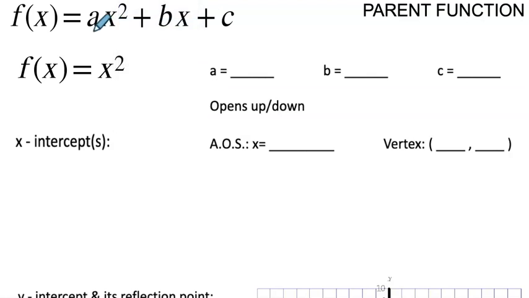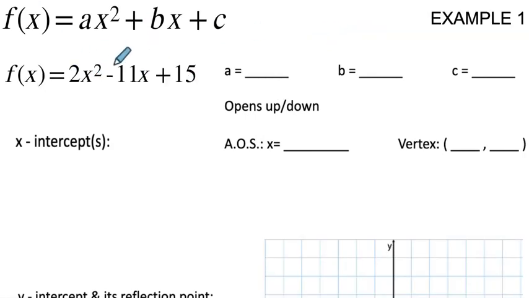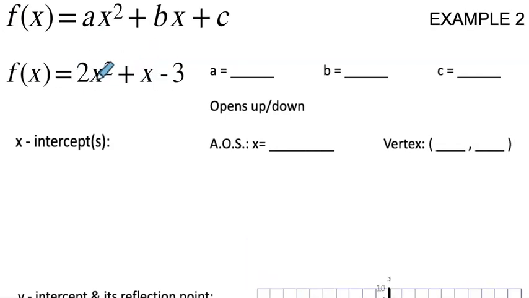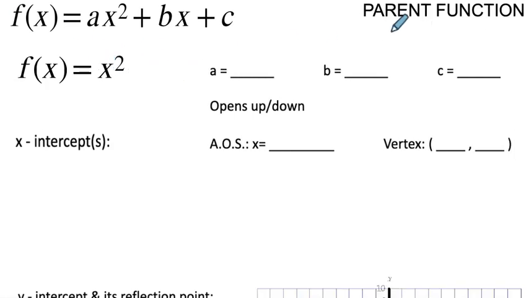We're going to identify what the a value is on this f of x equals x squared. This is known as the parent function, right? Because I really don't have anything else besides this x squared. If we look at some of the other ones here, we have 2x squared minus 11x plus 15. We got 2x squared plus 1x minus 3. But this one is just your very basic one. This is the parent function. So technically this is 1x squared, if you want to think about it that way.